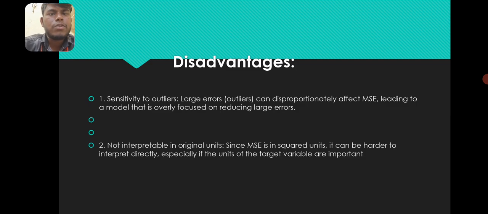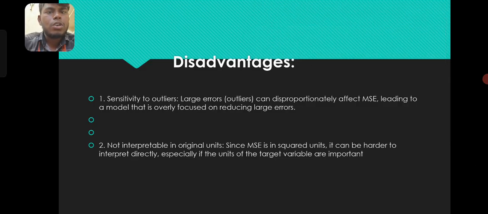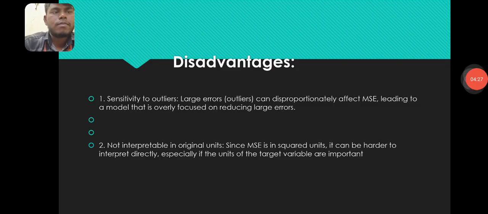Disadvantages: sensitivity to outliers. Large errors can disproportionately affect MSE, leading to a model that is overly focused on reducing large errors. Not interpretable in the original unit. Since MSE is in squared units, it can be harder to interpret directly, especially if the units of the target variable are important.